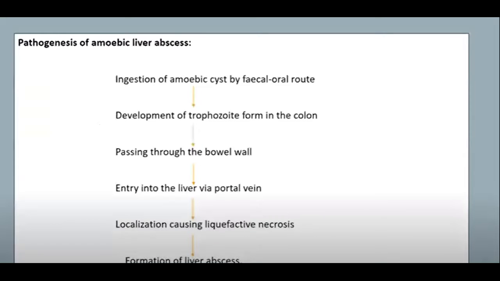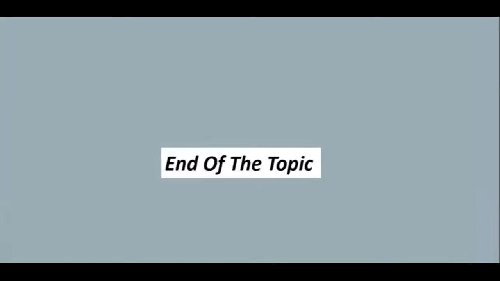Pathogenesis of amebic liver abscess. Ingestion of amebic cyst by the fecal-oral route, and then development of trophozoites forming in the colon, and then passing through the bowel wall, and then entry into the liver by the portal vein, then localization causing liquefactive necrosis, and formation of liver abscess. That's it. End of the topic.